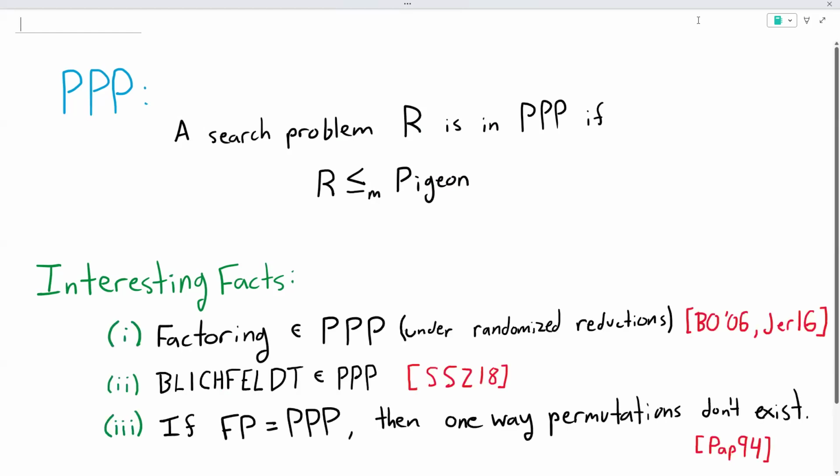So here are some interesting facts about this class. Factoring is in PPP under randomized reductions unconditionally. And if you assume the generalized Riemann hypothesis, then factoring is deterministically reducible to Pigeon. As well, the Blichfeldt problem, a computational problem corresponding to Blichfeldt's theorem on lattices, is PPP-complete. This was shown in 2018. And further, you can show even more closeness between the pigeonhole principle and cryptography, where if FP equals PPP, then one-way permutations don't exist.